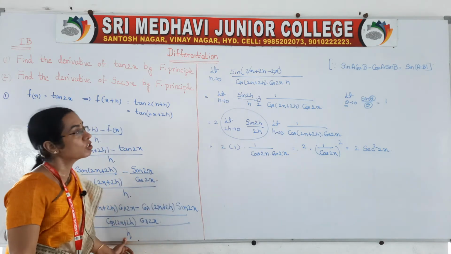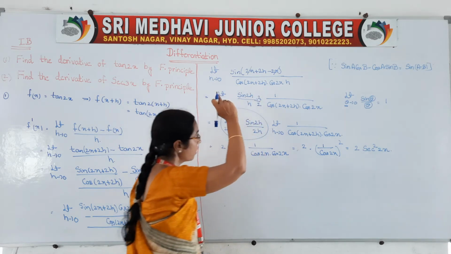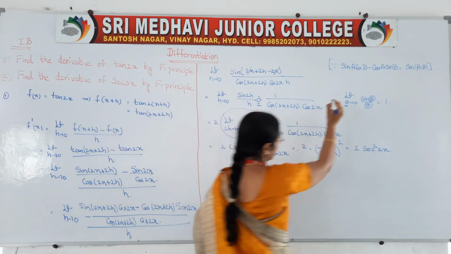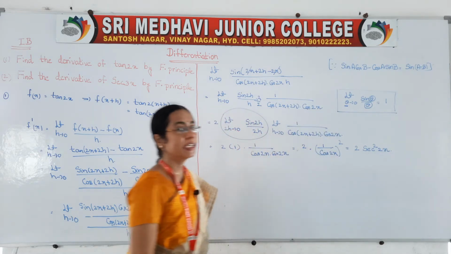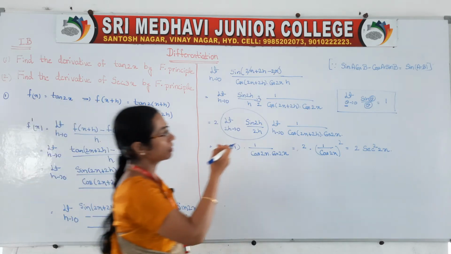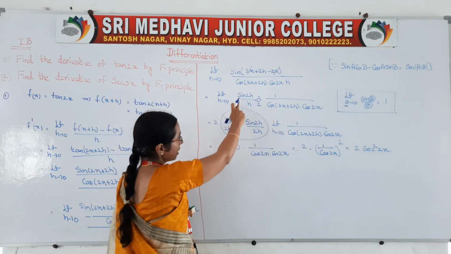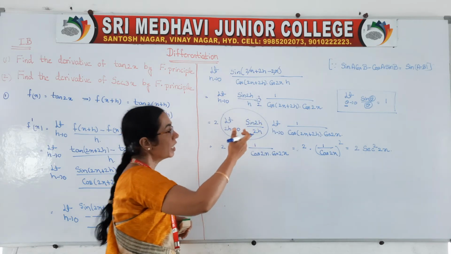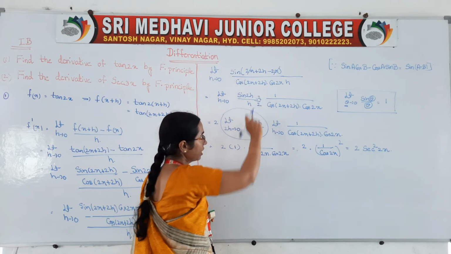So, we can write this as sin 2h by h into 1 by the cosines. Whenever a sin form is there in the limits, we can apply this formula. What is that formula? Limit theta tends to 0 sin theta by theta is equal to 1. That means the angle in the numerator and denominator must be the same. That's why here we have sin 2h by h, multiplying and dividing with 2 to get into that form. Here I need 2h, that's why multiplying and dividing with 2.